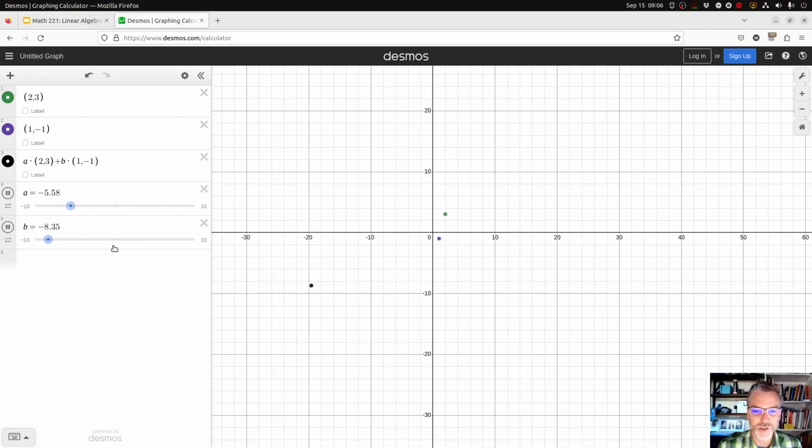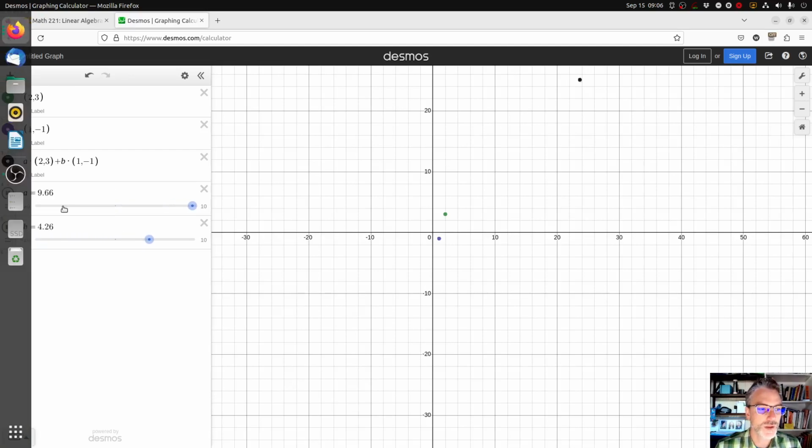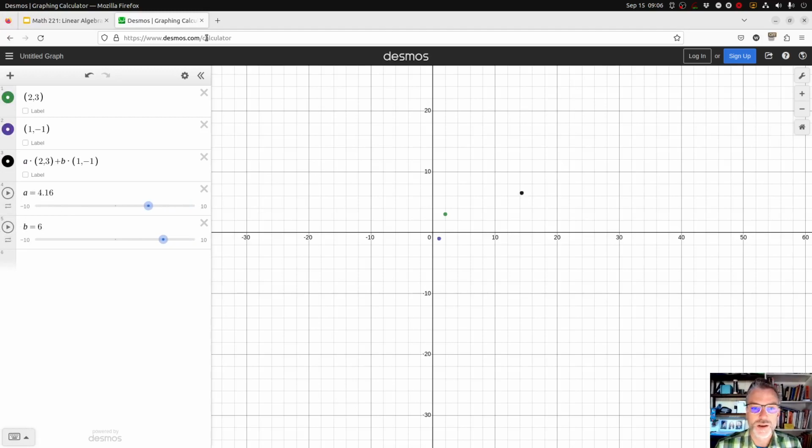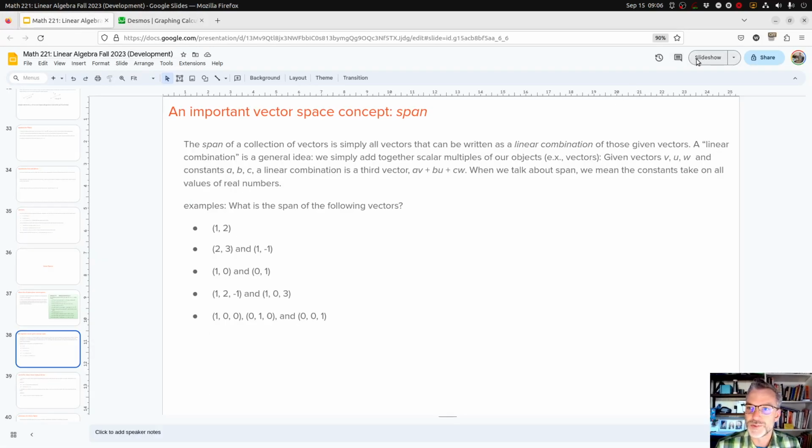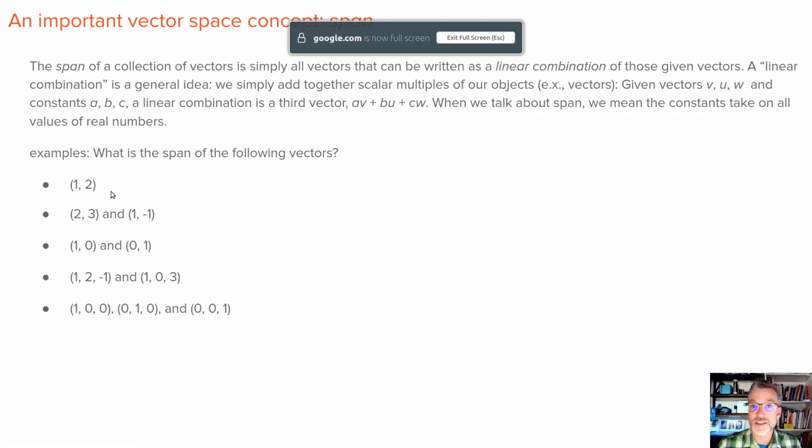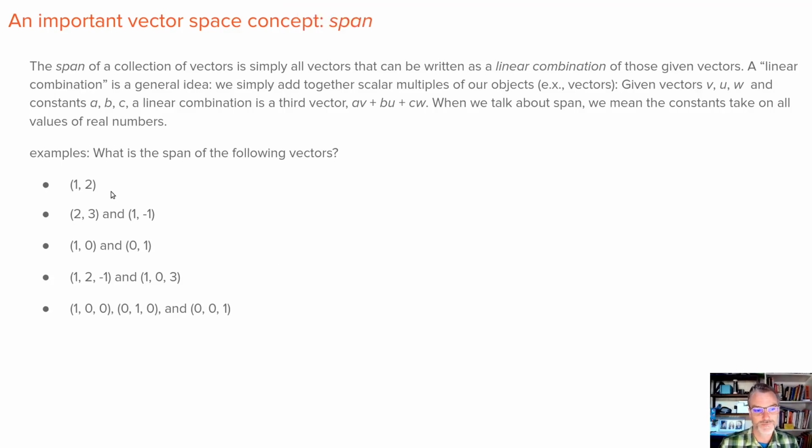And if it just keeps on bouncing around like that, going through all possible coefficients, you should be able to imagine that it's going to sweep out eventually the entire plane. It's going to cover every point on the plane eventually if I let a and b be any real number and just vary through all real numbers. So in this case, when we ask about the span of those 2 points, we would say it's the entire R2.